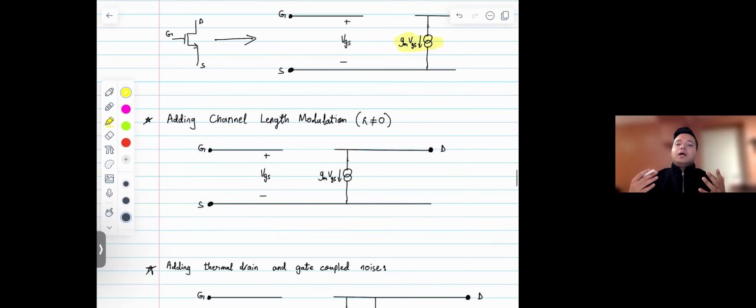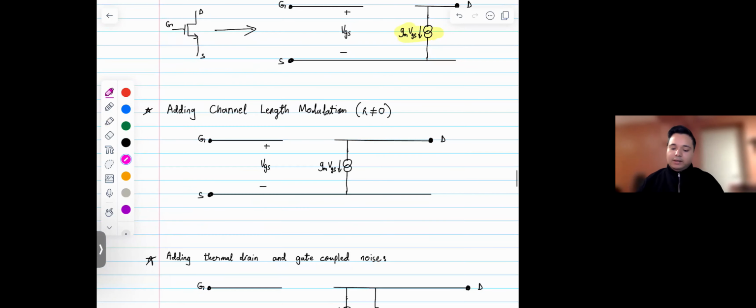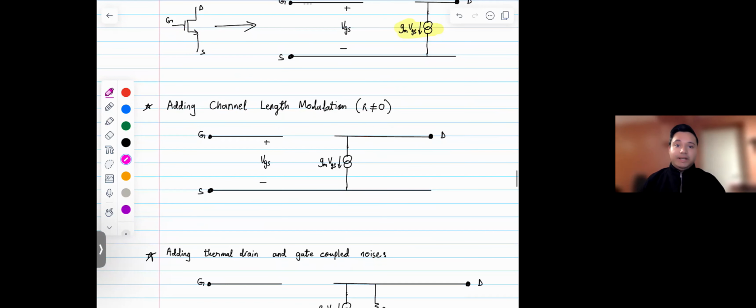But we can add things on top of this simplest variant as needed. So let me explain. Let's say now our device is a short channel and lambda is not zero. That means GDS is not zero. So now we have to add GDS to our small signal model here. So that's GDS here. That's how you add GDS to your small signal model.